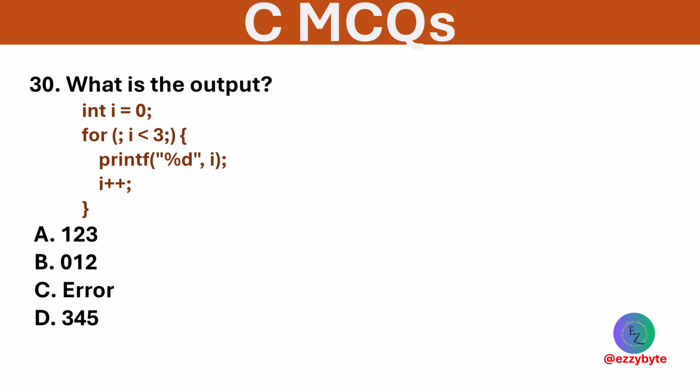What is the output of this code? Options are 1, 2, 3; 0, 1, 2; error; and 3, 4, 5. Option D is correct. This prints 0, 1, 2 as the loop condition is manually handled.